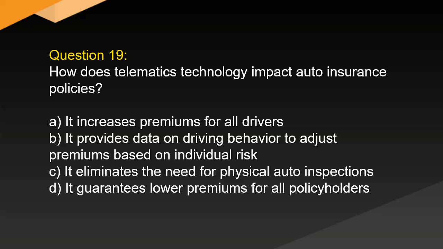Question 19. How does telematics technology impact auto insurance policies? A. It increases premiums for all drivers. B. It provides data on driving behavior to adjust premiums based on individual risk. C. It eliminates the need for physical auto inspections. D. It guarantees lower premiums for all policyholders.